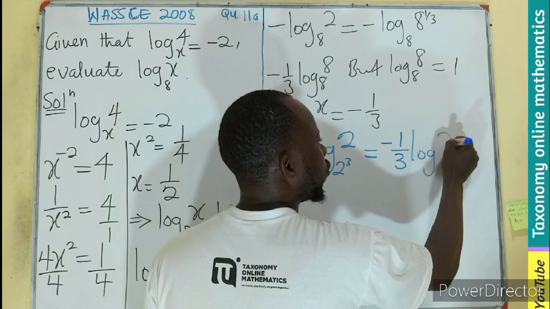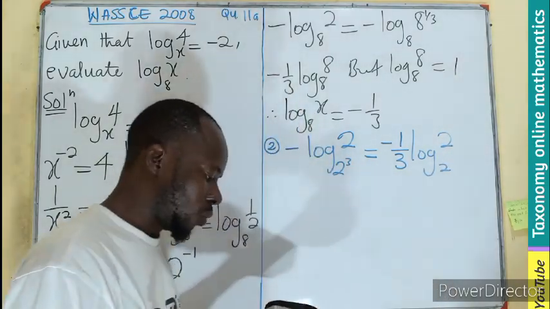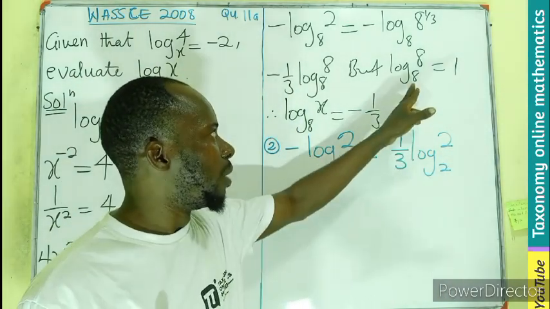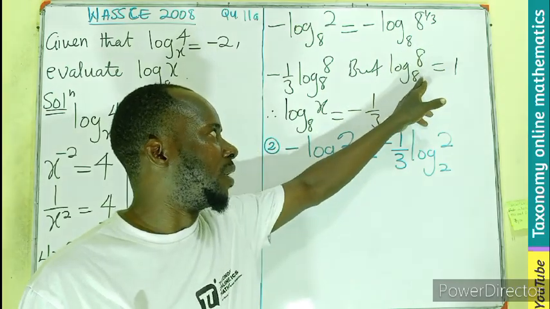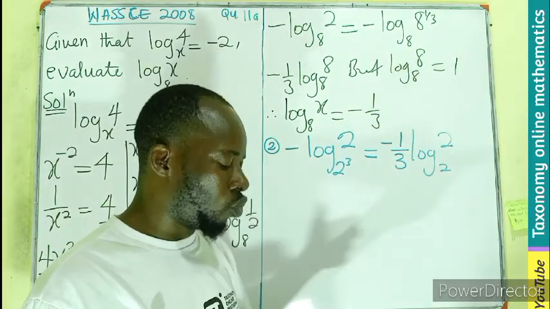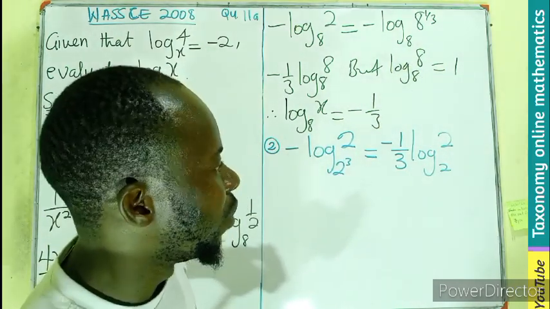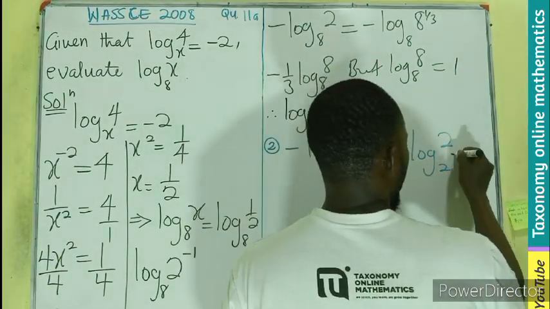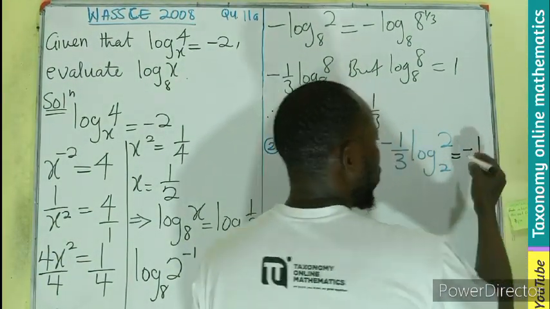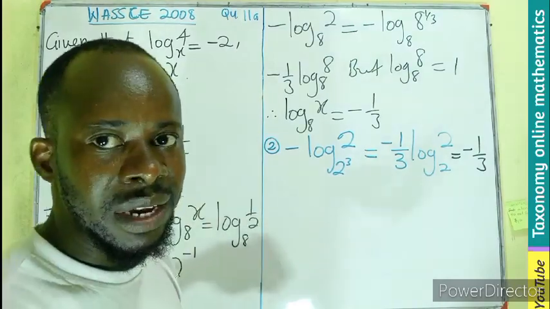Then the log of 2 base 2. And from the same principle, a log of a number to the same base is 1. Log 2 base 2 will give you the value 1. Therefore, you still have your negative 1 on 3 as the solution.